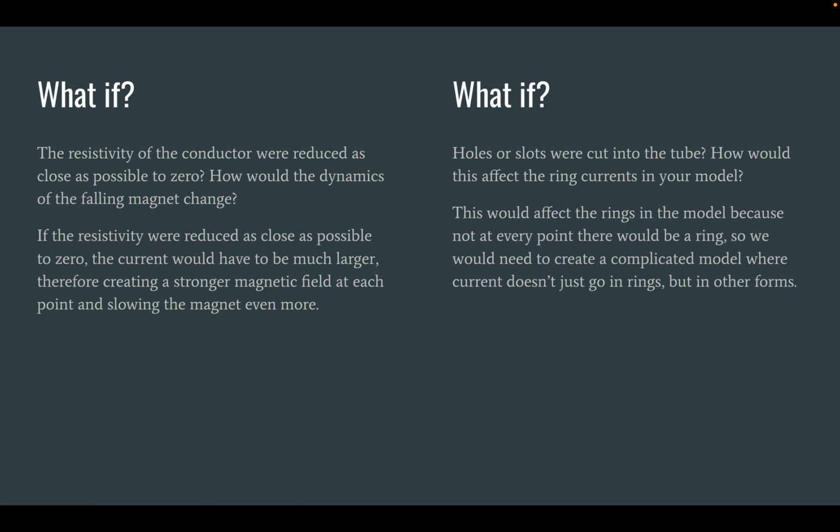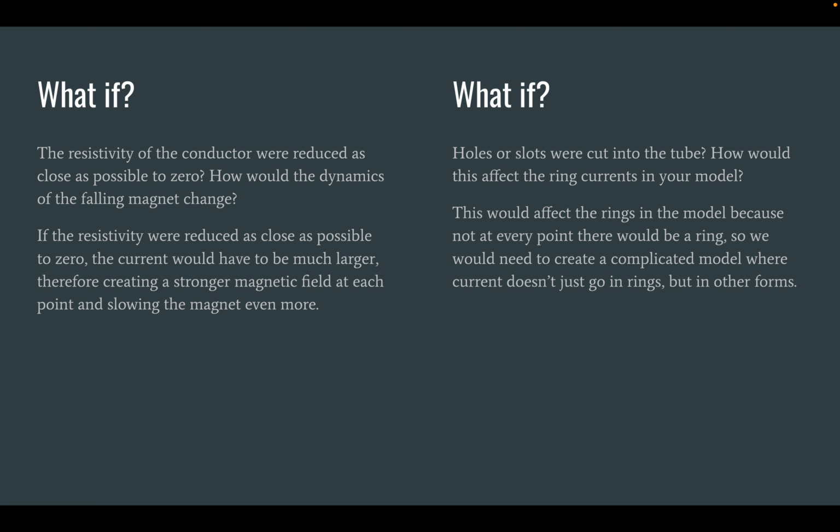So what if the resistivity of the conductor were reduced as close to possible to zero? How would the dynamics of the falling magnet change? If the resistivity were reduced as close as possible to zero, the current would have to be much larger, therefore creating a stronger magnetic field at each point and slowing the magnet even more.